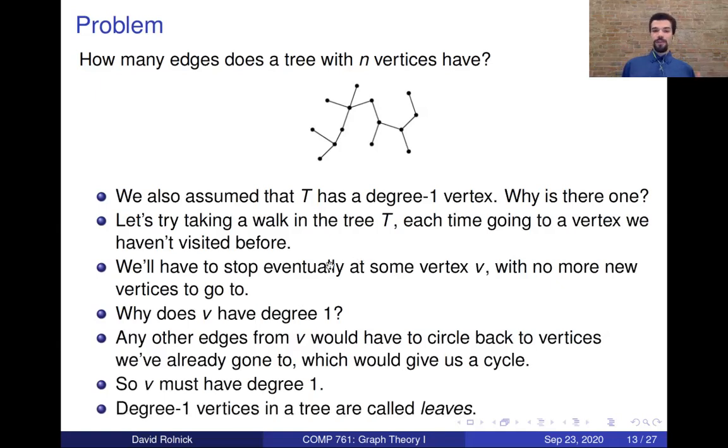Degree 1 vertices in a tree are called leaves. Yeah, and there is always at least one leaf in a tree. Actually, there are always at least 2 leaves in a tree. A path has 2 leaves. That has the minimal number of leaves. Unless the tree has only 1 vertex, in which case there's only 1 leaf. Well, I guess there are no leaves in that case.